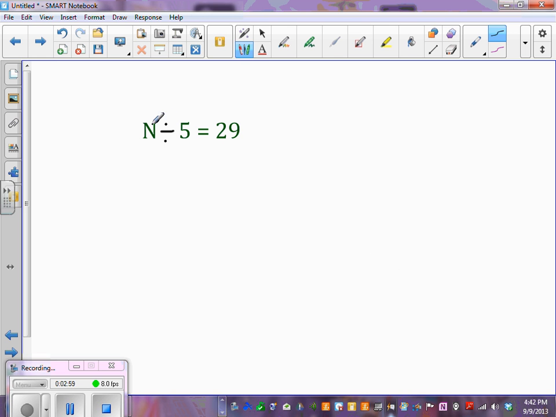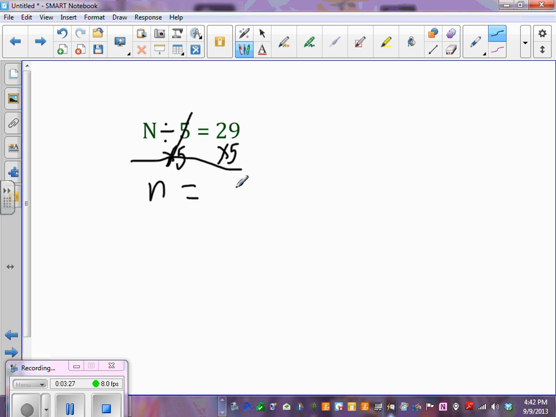So I have division here. So what am I going to do to each side? I'm going to multiply by 5. This cancels out and leaves me with n, which is what I wanted. Whatever I do to this side, I do to this side. 29 times 5. So we're going to go n equals 29 times 5.